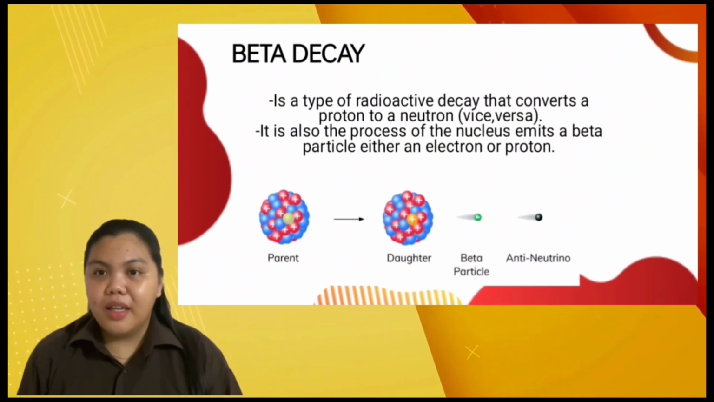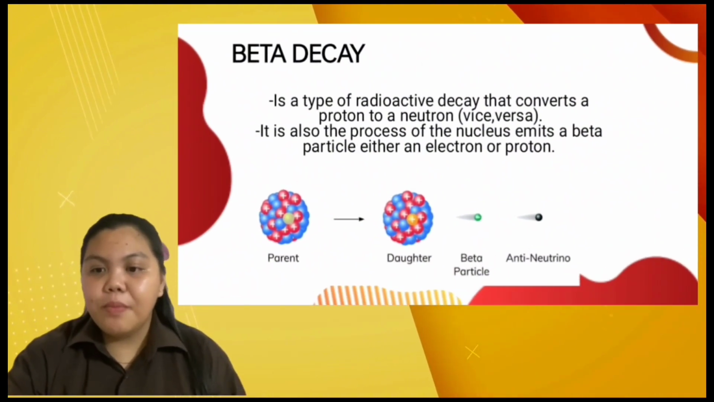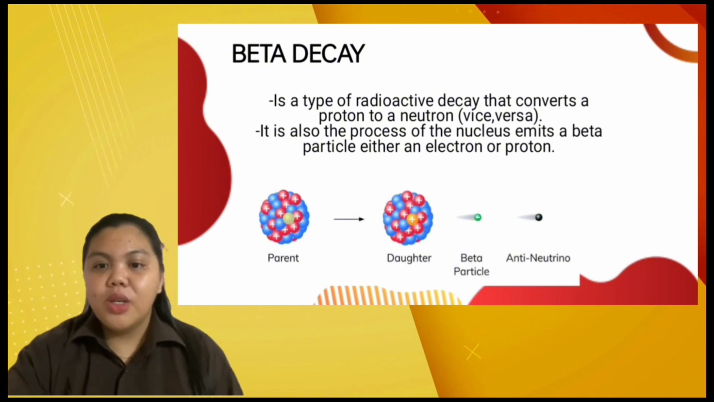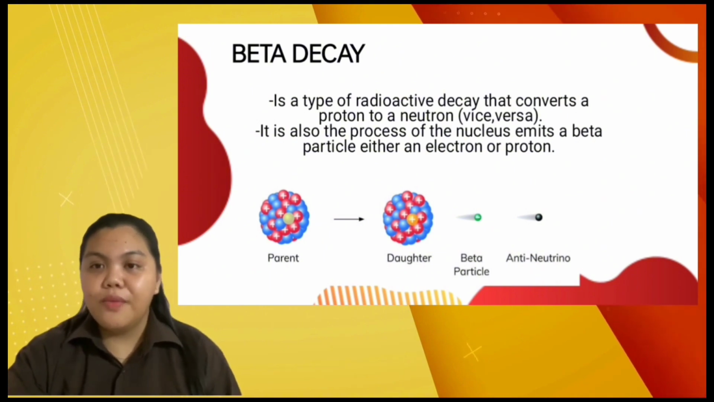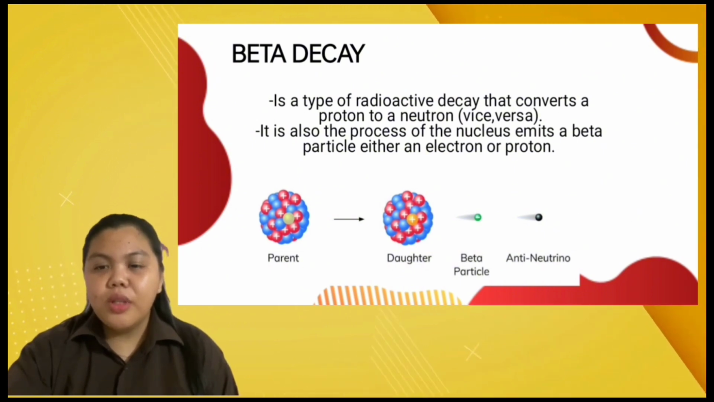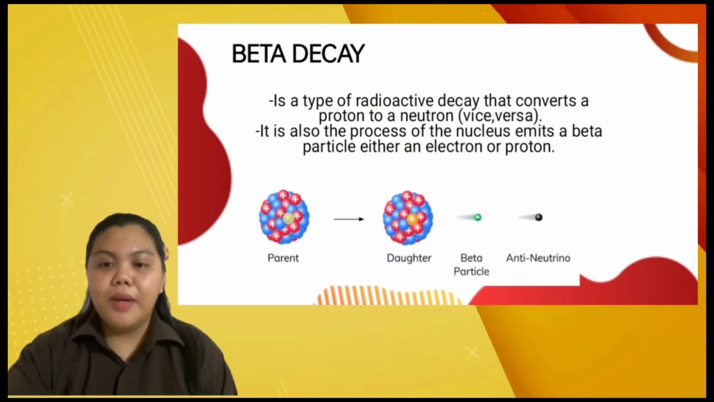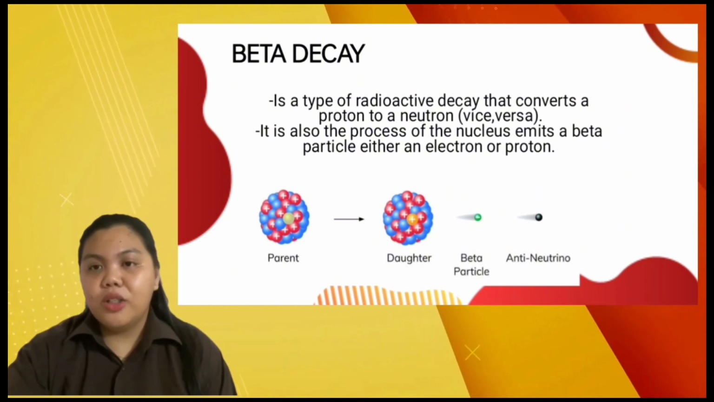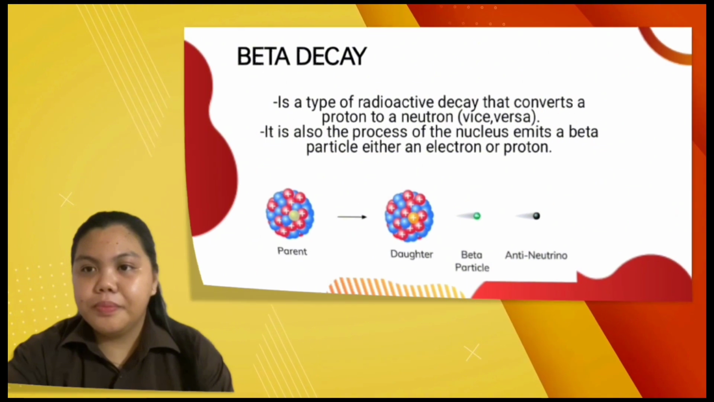The next type of radioactive decay is the beta decay. Beta decay is a type of radioactive decay that converts a proton to a neutron or vice versa. It is also the process in which the nucleus emits a beta particle, either an electron or a positron.